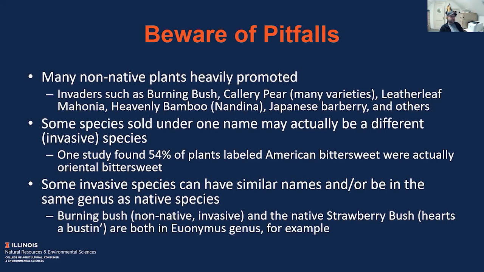So just be careful when you're out buying plants to avoid picking up an invasive. Some species sold under one name can actually be a different invasive species. A study found that 54% of plants labeled as American bittersweet were actually Oriental bittersweet. It's pretty difficult to tell, especially when the plants are younger. When they mature a little more and put on flowers and berries, they're easier to tell apart, but when they're young, it can be a challenge. So if you do end up going for a bittersweet vine, it's something to pay attention to and monitor over time to make sure.